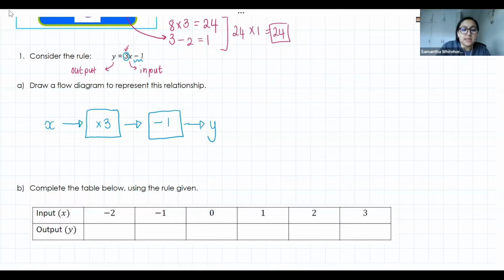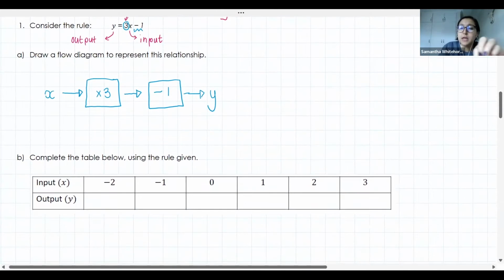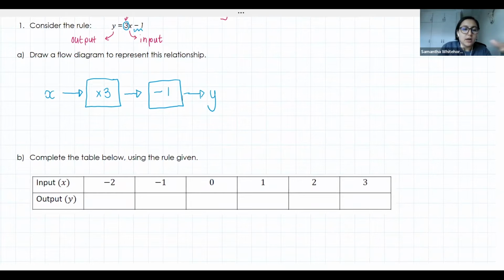So let's have a look at the second question, where it now asks us to complete the table. It says using the rule given. So you can either use the rule or you can use the flow diagram. It's really up to you. I'm going to do an example with the flow diagram, and I'm going to do some examples of the rule, so that you can see that regardless of whether you use a flow diagram or an equation or a rule, you will get the answer.